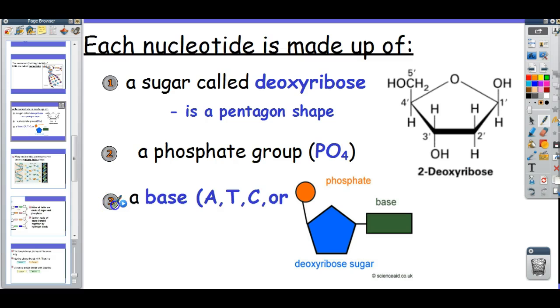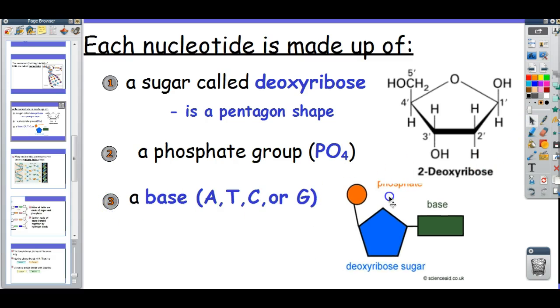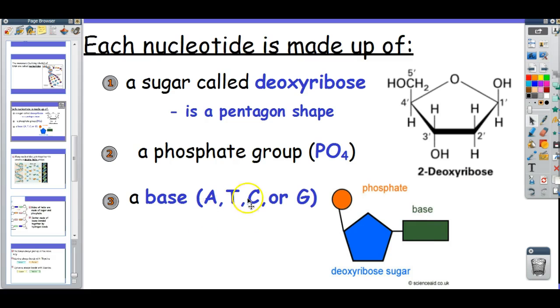The last thing that makes up a nucleotide is a base. Okay, notice this green rectangle is the base. The base can be one of 4 letters, A, T, C, or G. Remember how we talked about there being a code? Well, those letters are the code. And if we rearrange those letters in different orders, they tell the cell to make different proteins. So just like a computer code has zeros and ones in specific orders, or just like Morse code has dots and dashes in different orders, these 4 letters are the code.